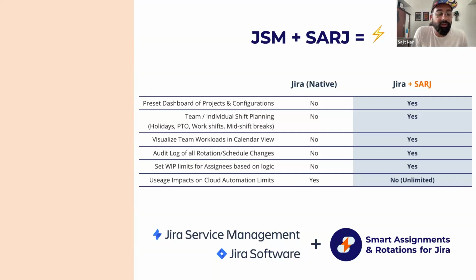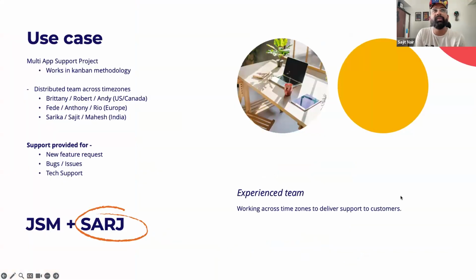We've got some customers who assign work on the basis of their status. For example, when it goes to in development, the work gets assigned to a specific developer from a bunch of developers on the team. When it goes in testing, it goes to a tester. In that manner, a very true Kanban kind of model, Jira software can also benefit from Smart Assignments and Rotations for Jira. All right, so this is the use case that we are going to look at today.